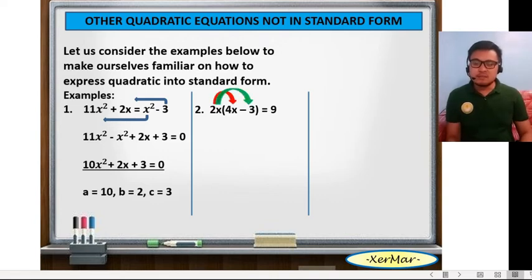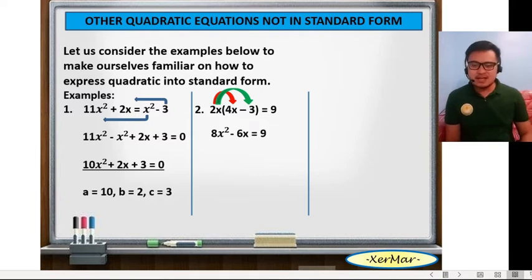Ayan. So, i-multiply lang natin yan, students. So, ang una natin gawin, 2x times 4x. Ang sagot niyan ay 8x squared. Next, 2x times negative 3. Ang sagot dyan ay negative 6x. And then, equals 9. Kukopyahin lang natin.